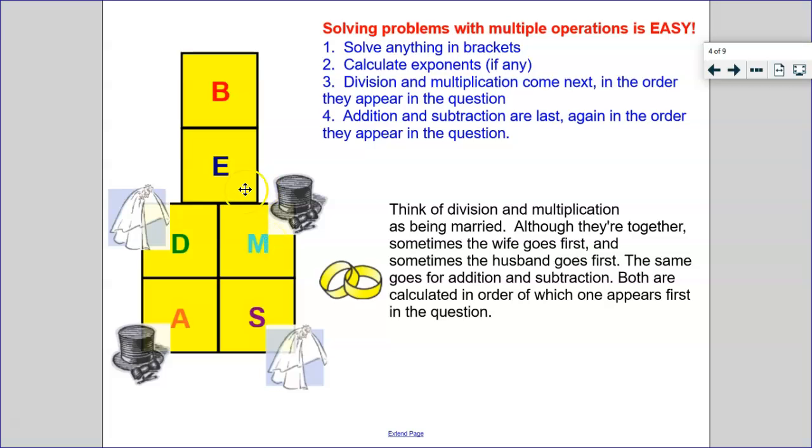I'll explain this wedding stuff in a minute. Addition and subtraction are last, and again, they're in the order they appear in the question. So think of division and multiplication as being married. Although they're together, sometimes a wife goes first and sometimes a husband goes first. The same goes for addition and subtraction. Both are calculated in order of which one appears first in the question. Hopefully this is review from grade 7.